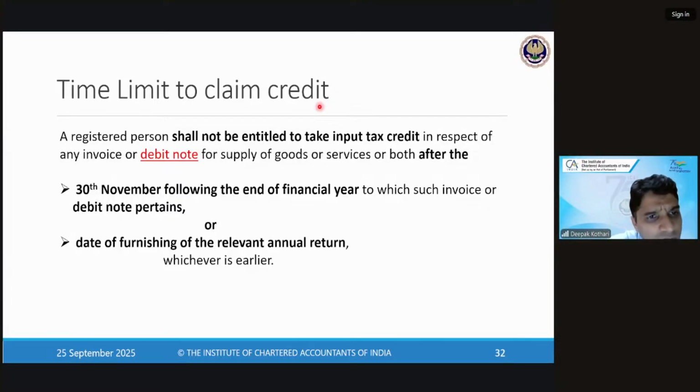So 30th November is for reversal of ITC, and 30th November of the following year is for availing the credit. Both are 30th November itself. The returns filing happens on the 20th, right? So if you delay it, they're saying take an additional 10 days. For reversal also it is 30th November and to avail the credit also it's 30th November. Both have the same date, 30th November.